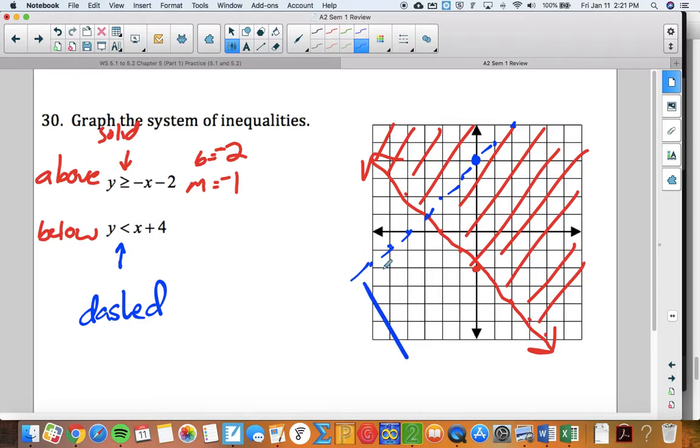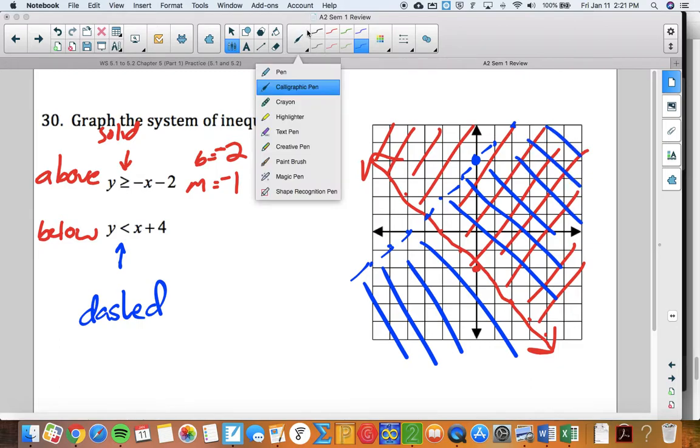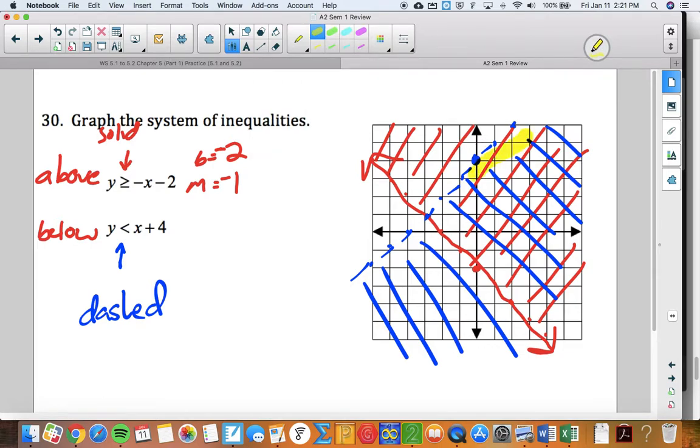I'm going to just lightly shade here, but really this part's not part of my solution because this is a system of inequalities. So the solution is, where does it satisfy both inequalities? You're looking for the plaid, the red and the blue overlapping. So this region below the dashed blue line and on the red line or above it is the solution to the system of inequalities.